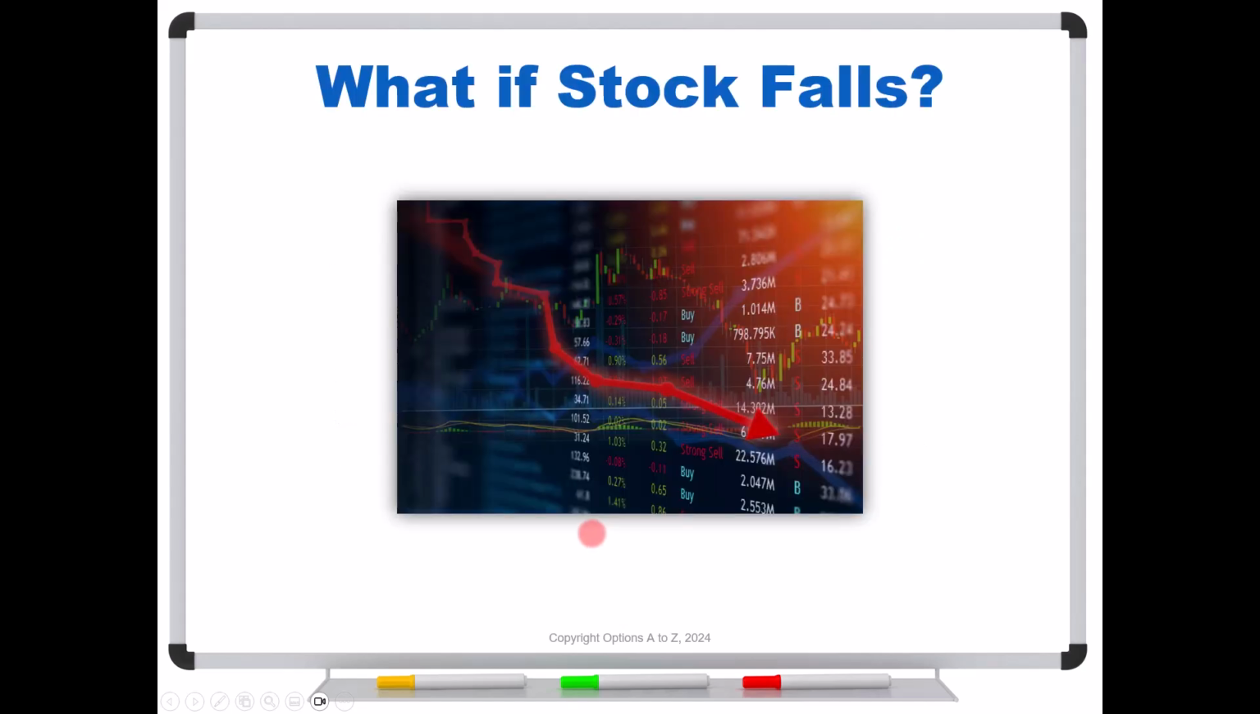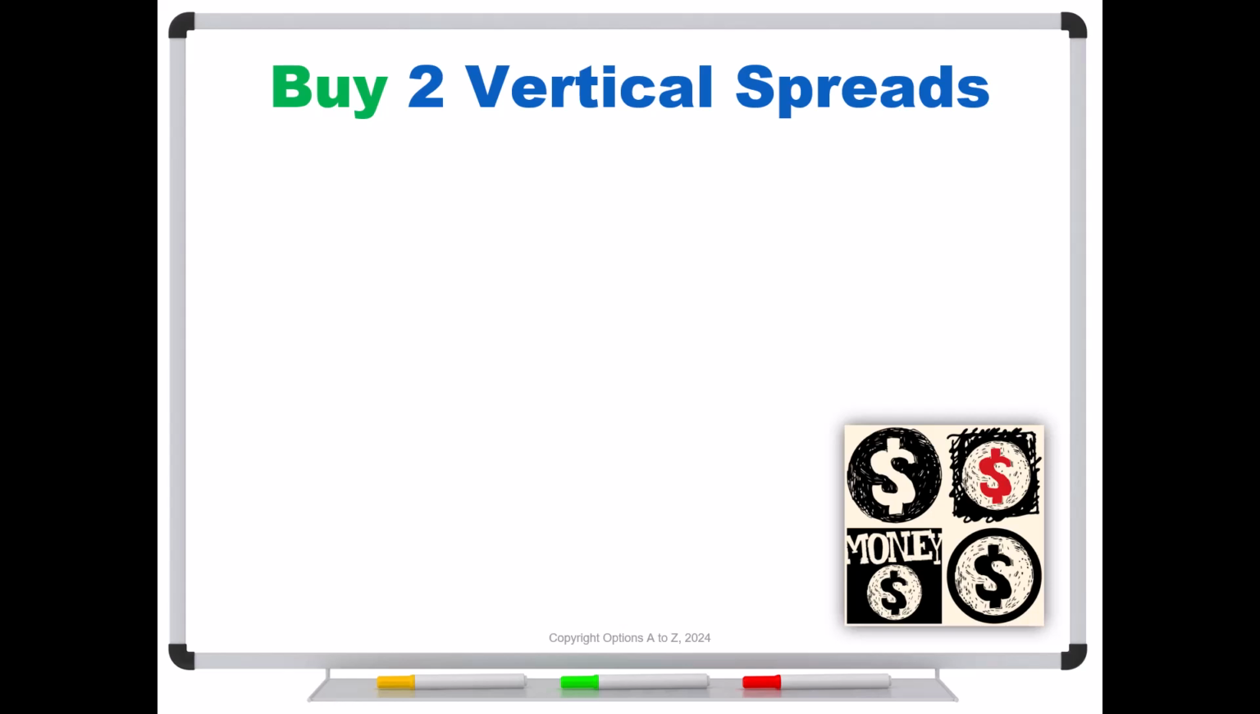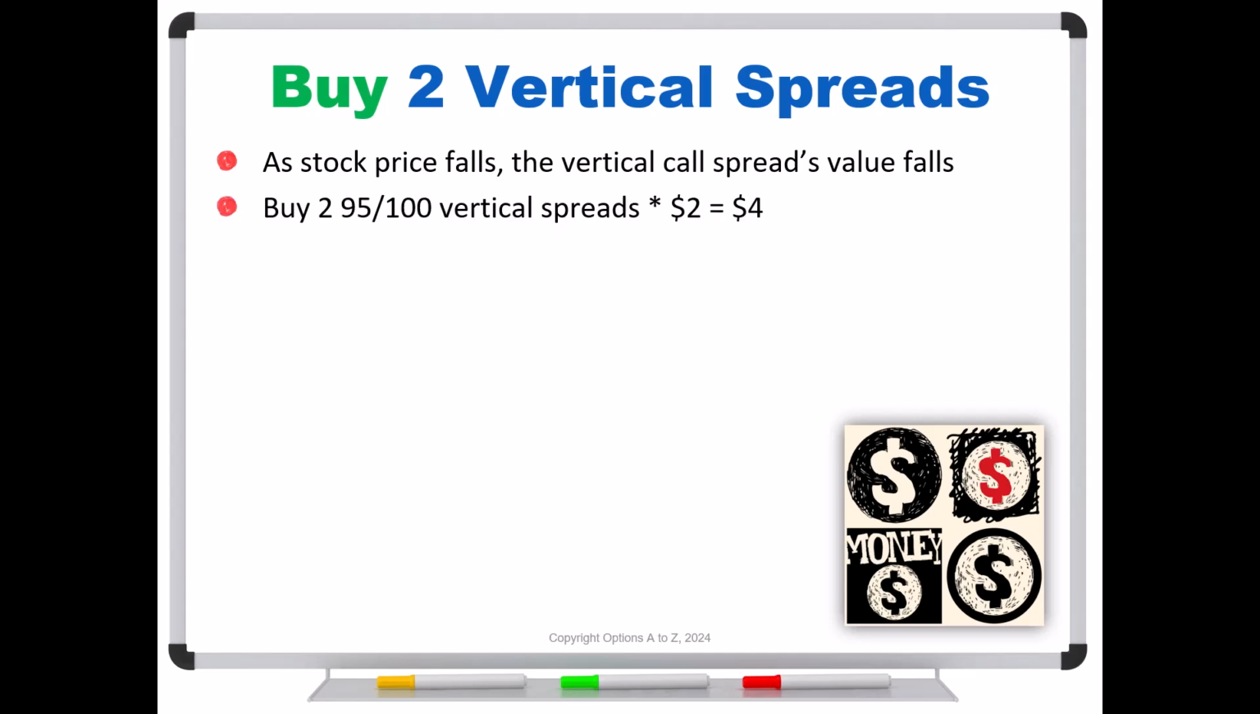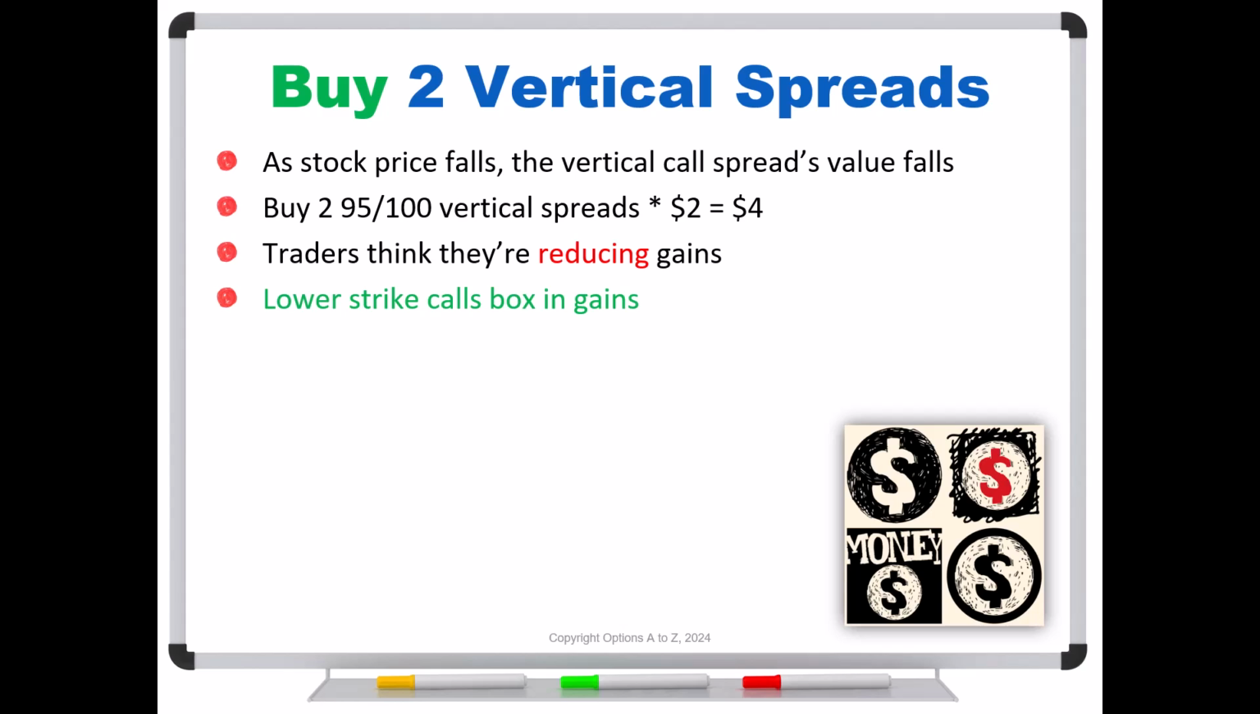All right, good question. What if the stock falls? Well, as the stock price falls, the vertical call spread's value falls. So if we buy 2 of the, let's say, 95-100 vertical spreads times $2 each, we're going to spend $4. And again, traders are saying, if I'm spending money, I'm sinking that risk graph. And again, traders think it's this debit that causes the reduction in gains. But what they're forgetting is another pricing principle. Lower strike calls box in gains. That's the trick right there.